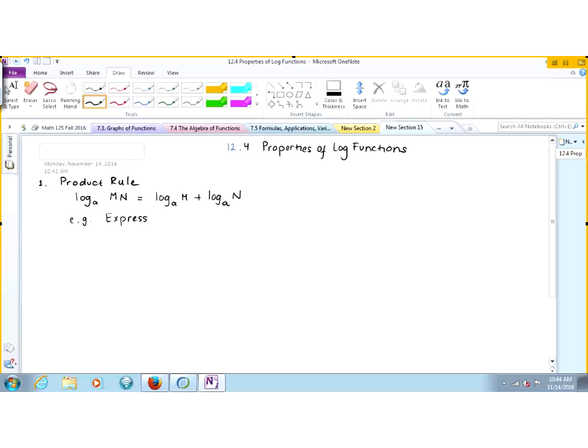Express as a sum and then simplify when possible. So number one, what is log base 5 of 25 times 125? And then what is log base T of ABC? All right. So what would you do here?